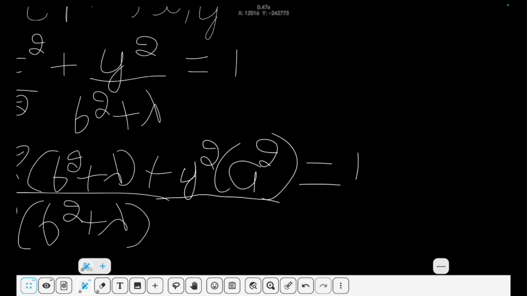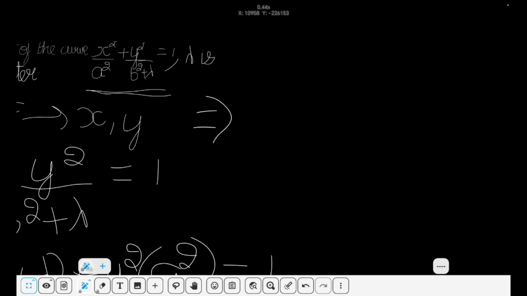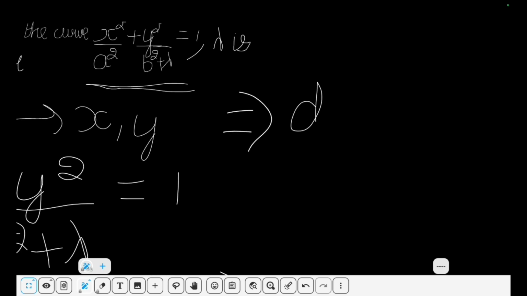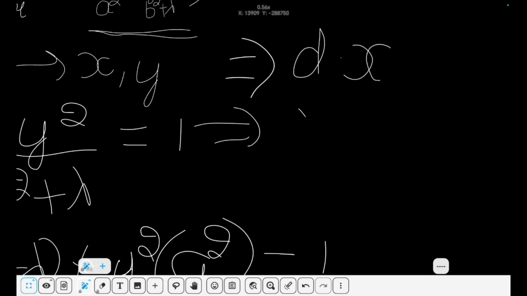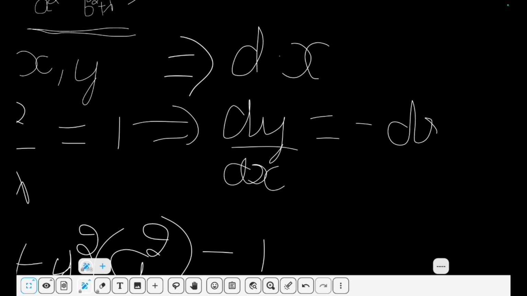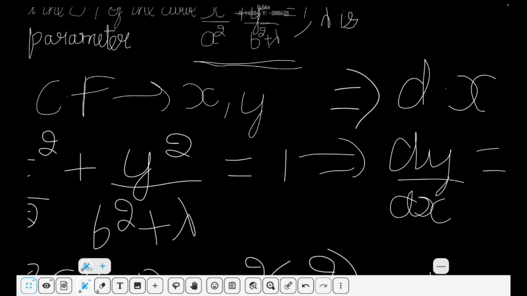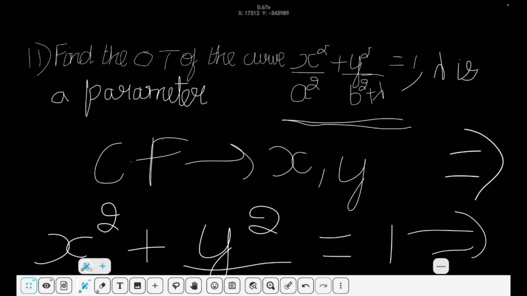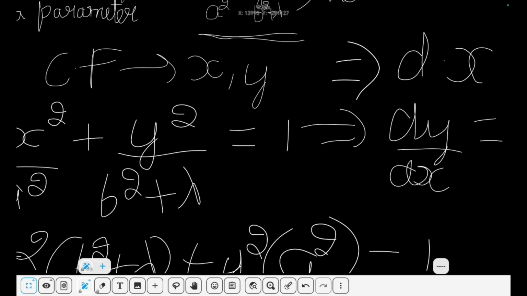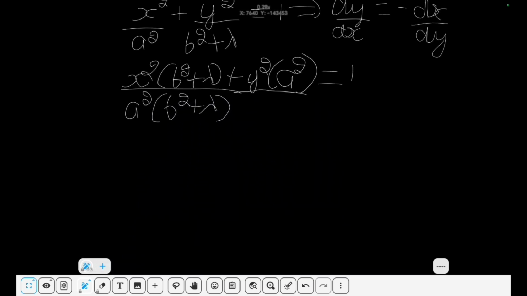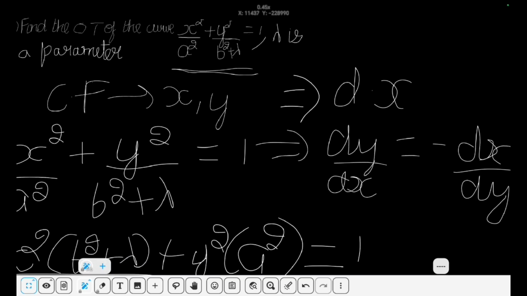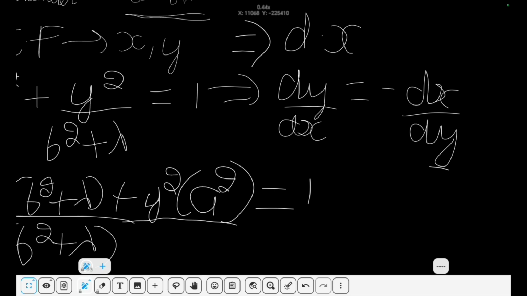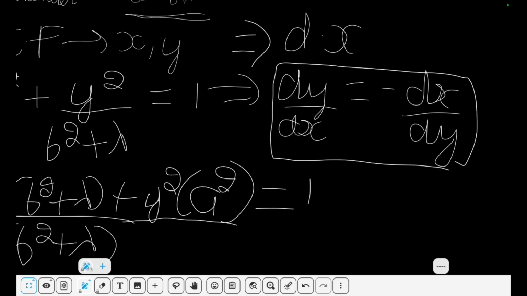That equals 1. Again this problem follows the same steps, that is first differentiation with respect to x, then replacing dy by dx with minus dx by dy, same steps. They have not asked whether it is orthogonal or not. So there's no need to find the value of a. Got it? So directly we can differentiate it and we can replace dy by dx with minus dx by dy.